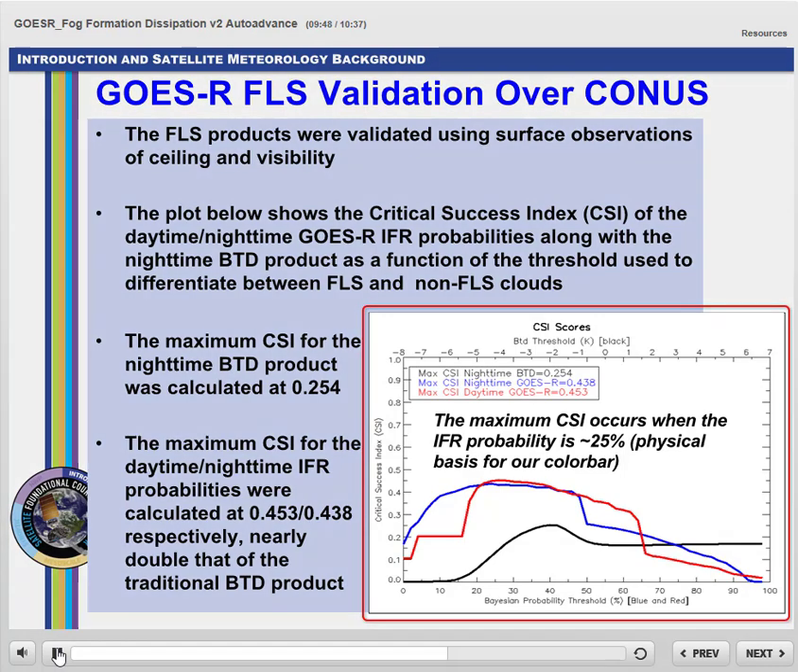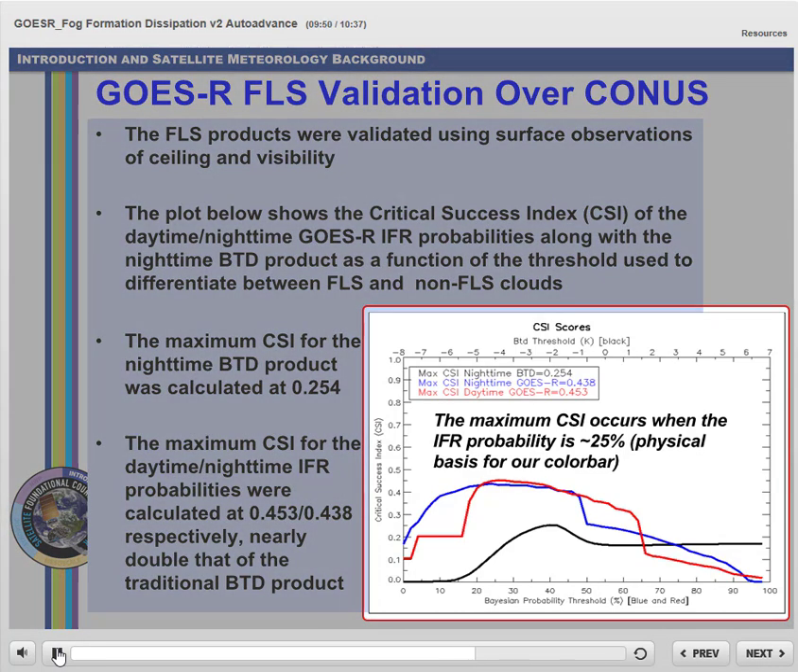The validation here was performed using 1 day from each month, and there are roughly 1100 GOES East scenes. The CSI for IFR probability is roughly twice that of brightness temperature difference fields for lower IFR probability values.